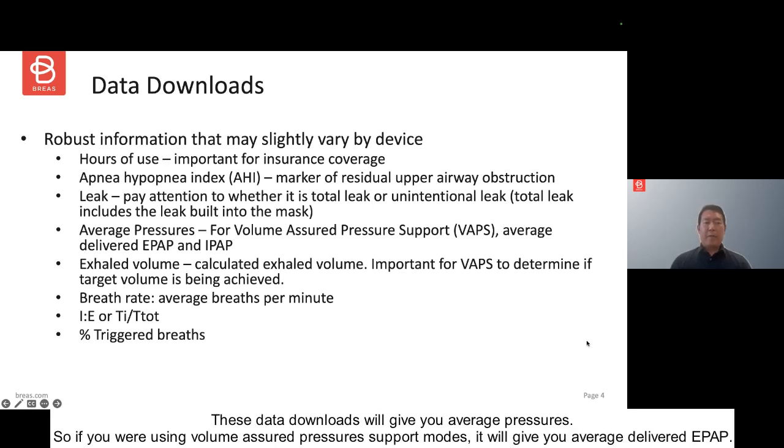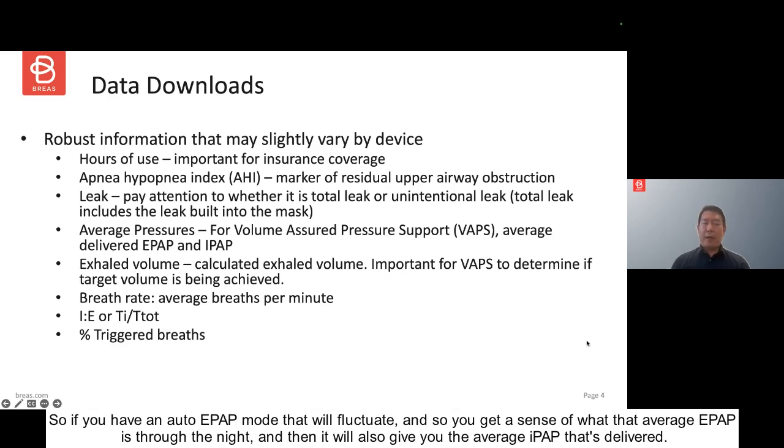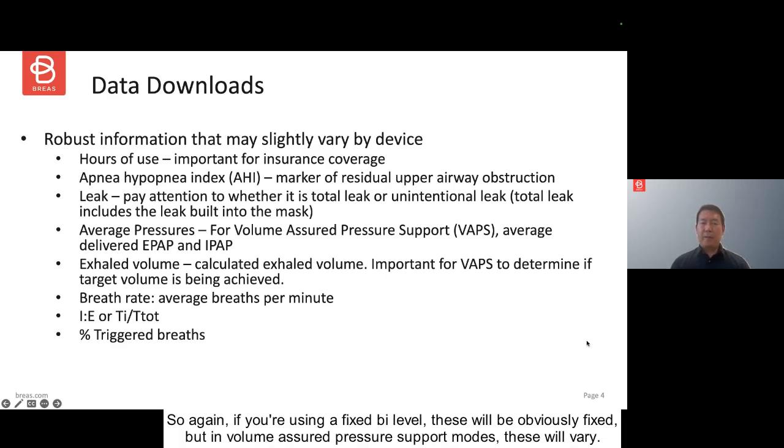These data downloads will give you average pressures. So if you are using volume assured pressure support modes, it will give you average delivered EPAP. So if you have an auto EPAP mode, that will fluctuate. And so you get a sense of what that average EPAP is through the night. And then it will also give you the average IPAP that's delivered. So again, if you're using a fixed bilevel, these will be obviously fixed.